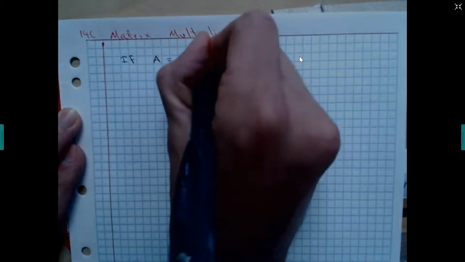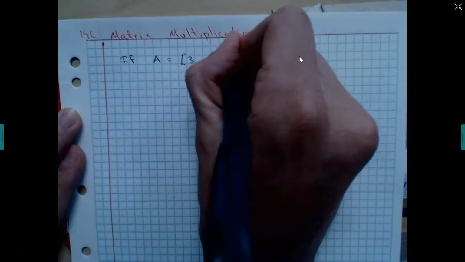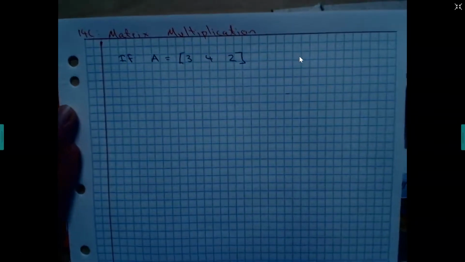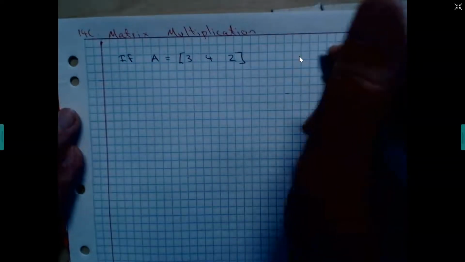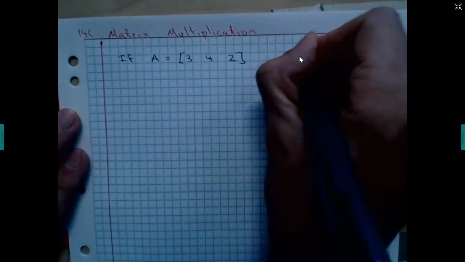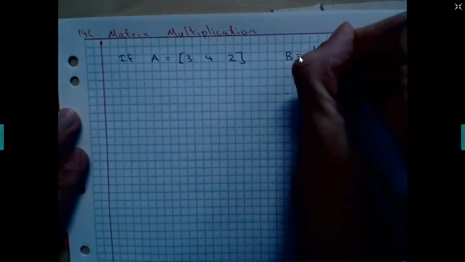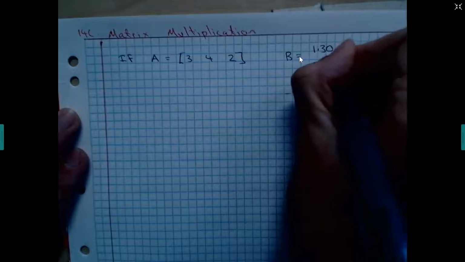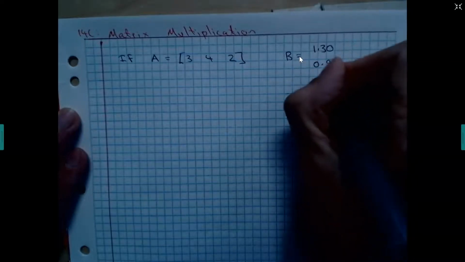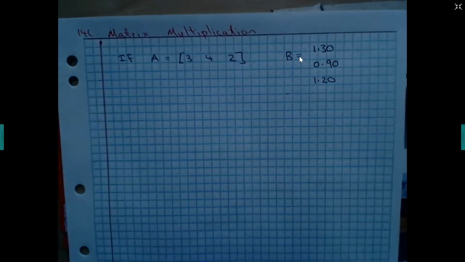So if A is equal to 3, 4, 2, and B is equal to 1.30, 0.90, 1.20.